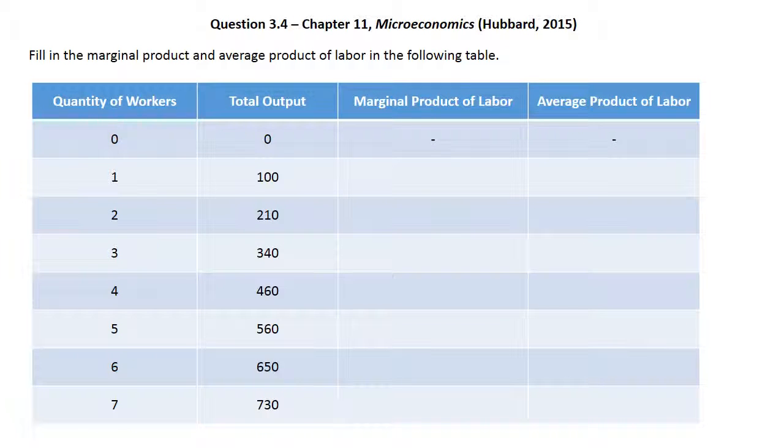This is question 3.4 from Chapter 11 of Microeconomics by Glenn Hubbard. The question asks, fill in the marginal product and average product of labor in the following table. And the table is given to us as this.